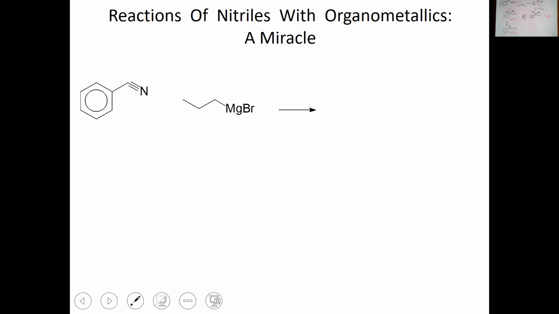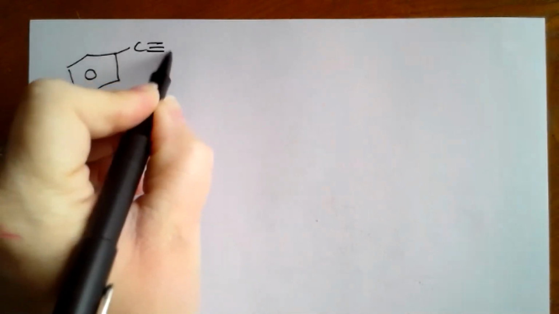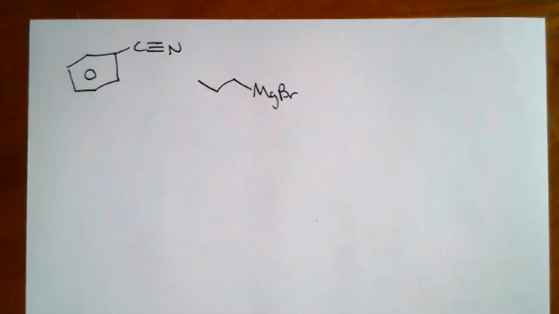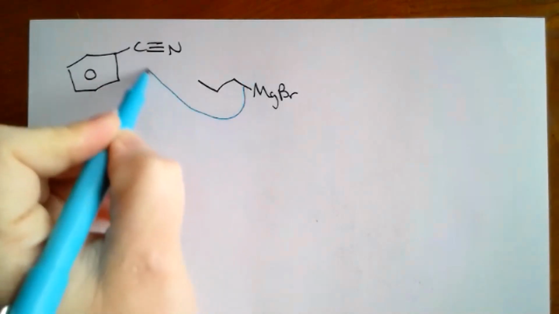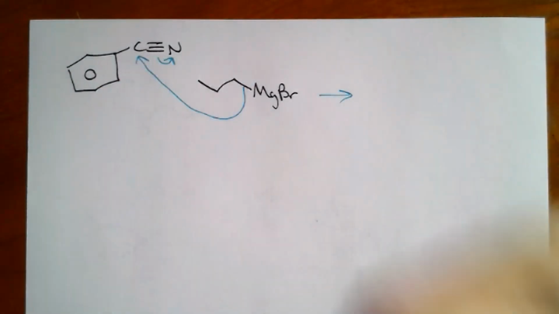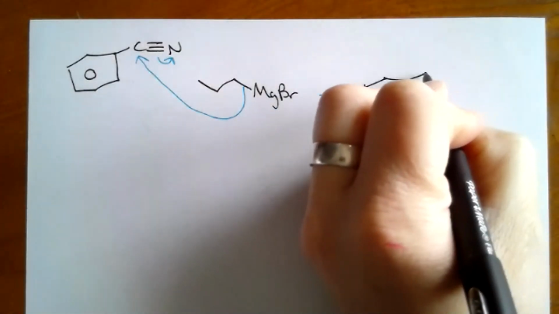What if I tried to react a Grignard with a nitrile? Can Grignards react with nitriles? Let's draw it. A Grignard with a nitrile. No acidic hydrogen, therefore attack the carbonyl carbon. Yes, I know it's not really a carbonyl. That's okay. It behaves the same way.